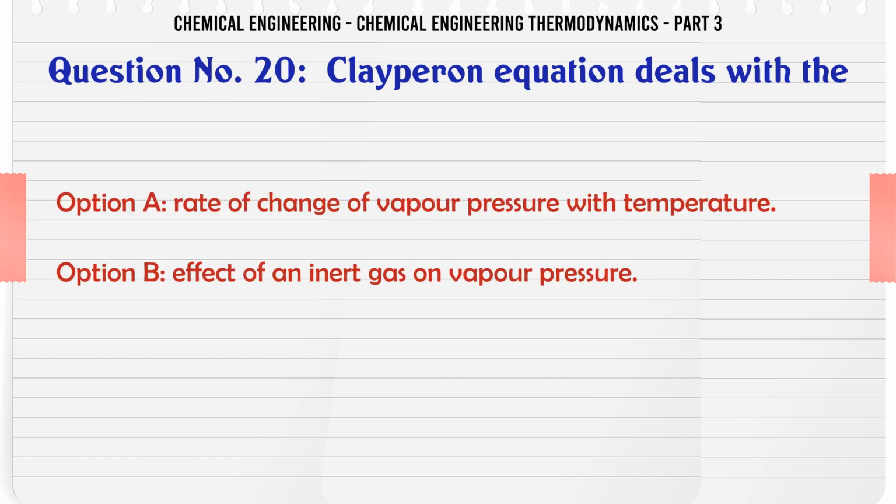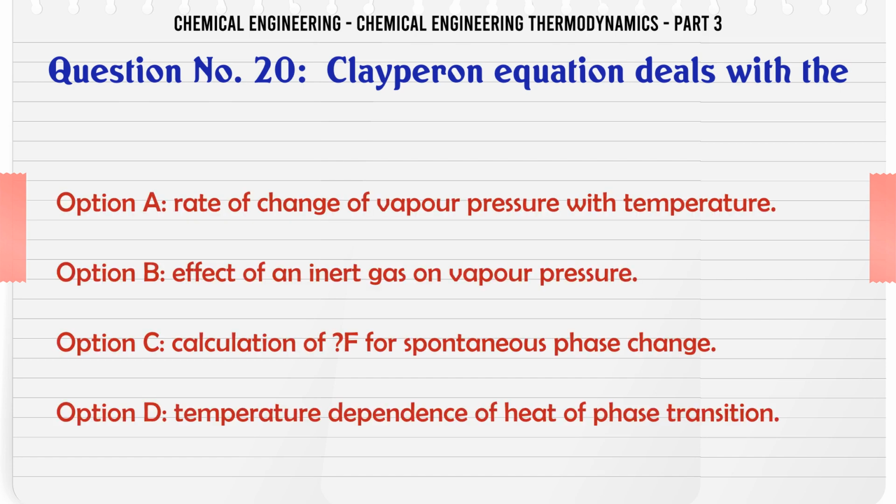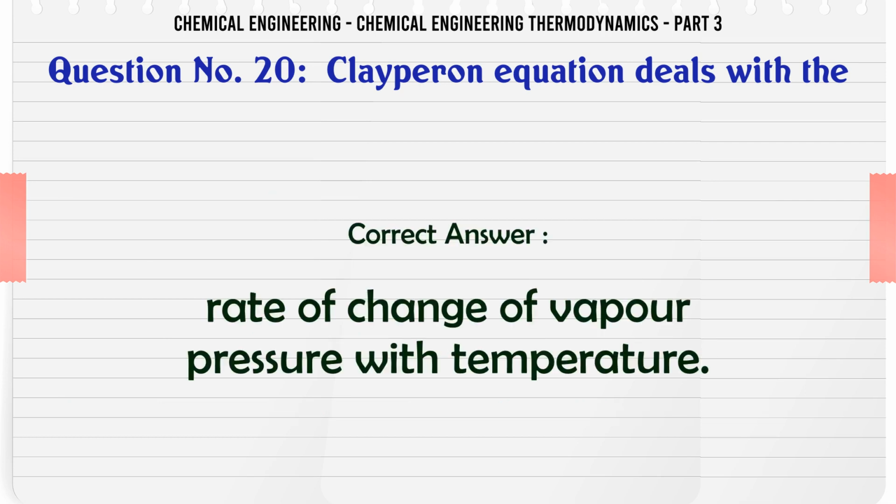Clapeyron equation deals with the: A. Rate of change of vapor pressure with temperature. B. Effect of an inert gas on vapor pressure. C. Calculation of ΔF for spontaneous phase change. D. Temperature dependence of heat of phase transition. The correct answer is rate of change of vapor pressure with temperature.